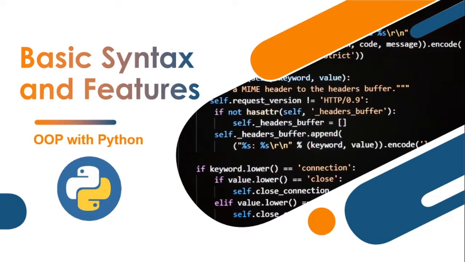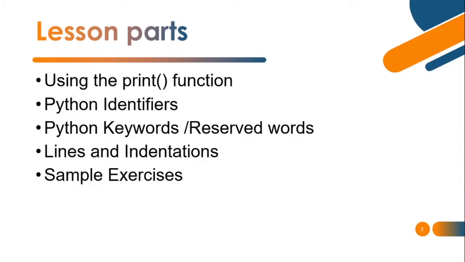So this is our third tutorial on our OOP with Python, or Object Oriented Programming with Python series. In this video, we will tackle the basic syntax and features of the Python programming language. The topics include using the print function, Python identifiers, Python keywords, reserved words, lines and indentations, and we will also do some sample exercises. So if you are ready, let's dive in.